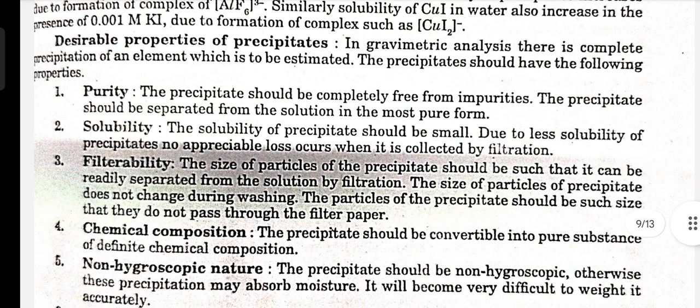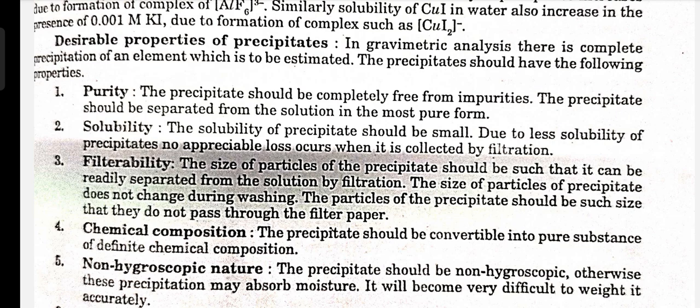Number 1, purity. The precipitate should be completely free from impurities. The precipitate should be separated from the solution in the most pure form. Number 2, solubility. The solubility of the precipitate should be small. Due to less solubility of the precipitate, no appreciable loss occurs when it is collected by filtration.